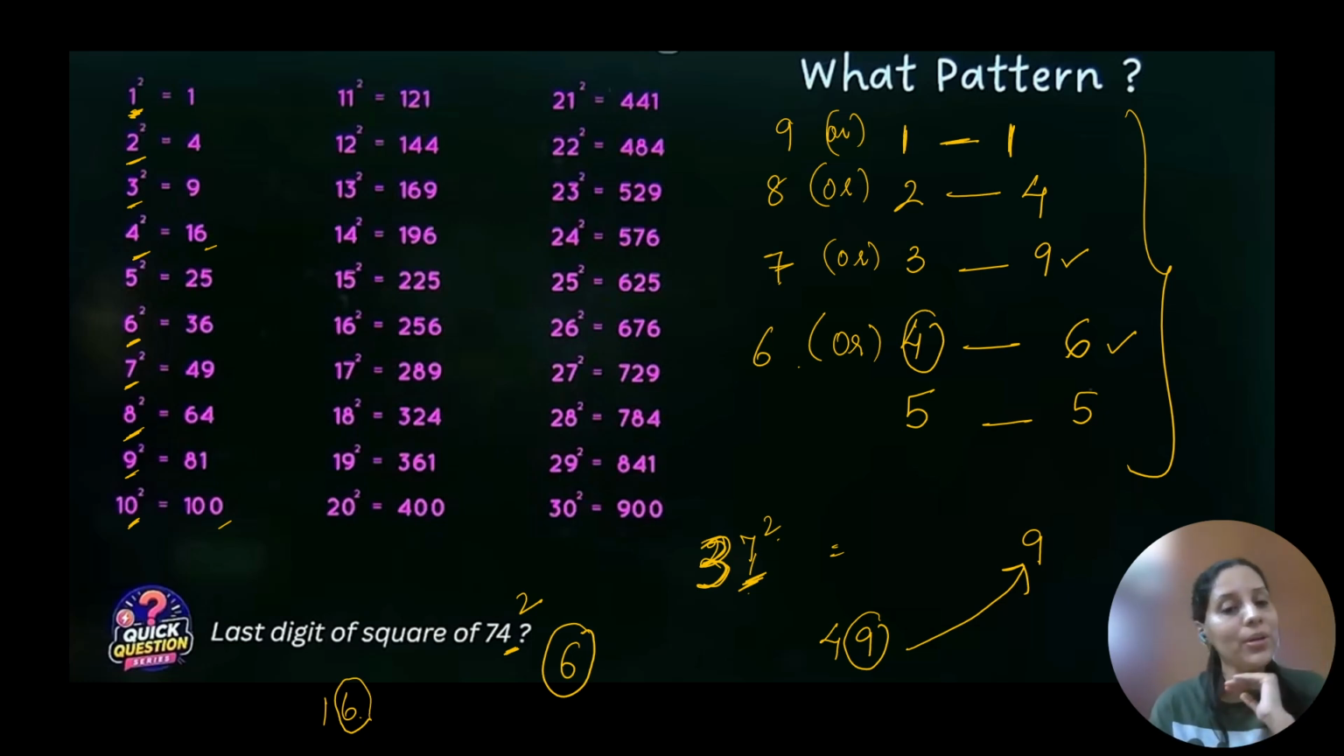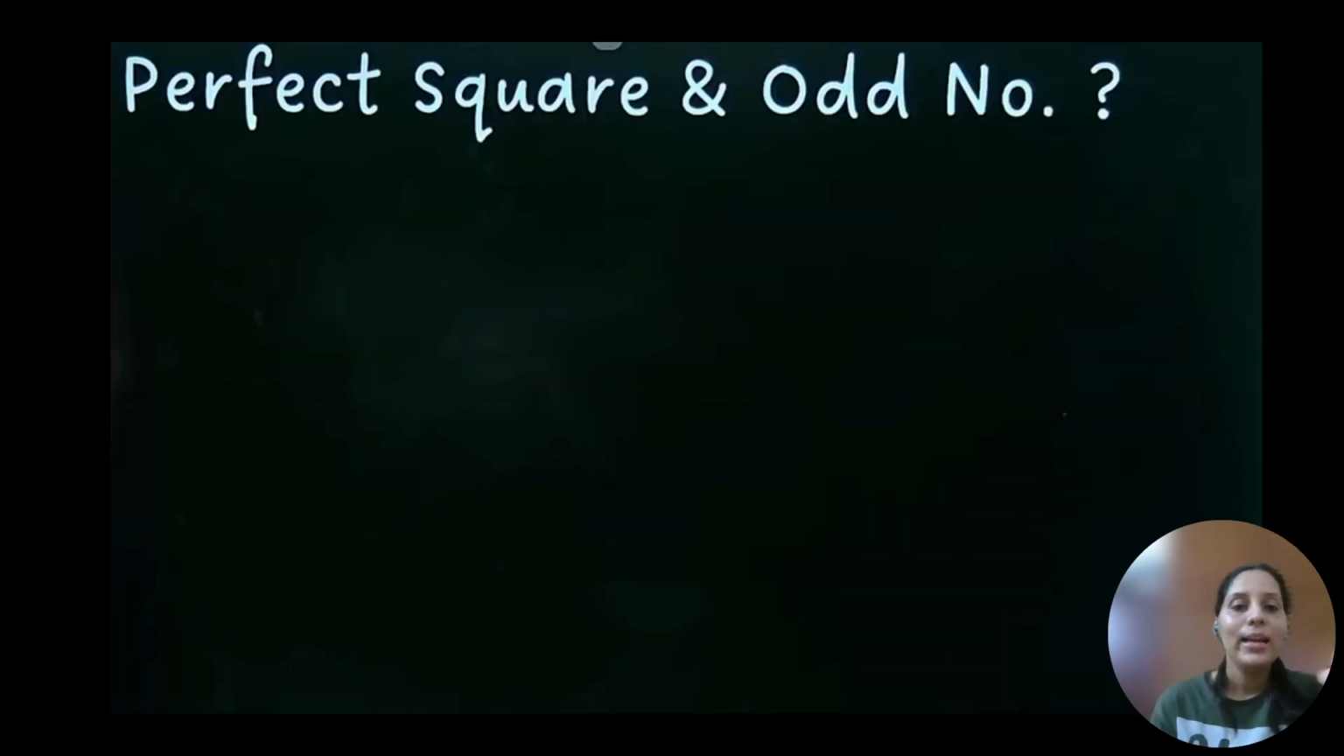Even if you don't remember, no problem. You can work it out immediately. Next, coming up, we have perfect square and odd number. Now we will see what is the relation between a perfect square and an odd number.